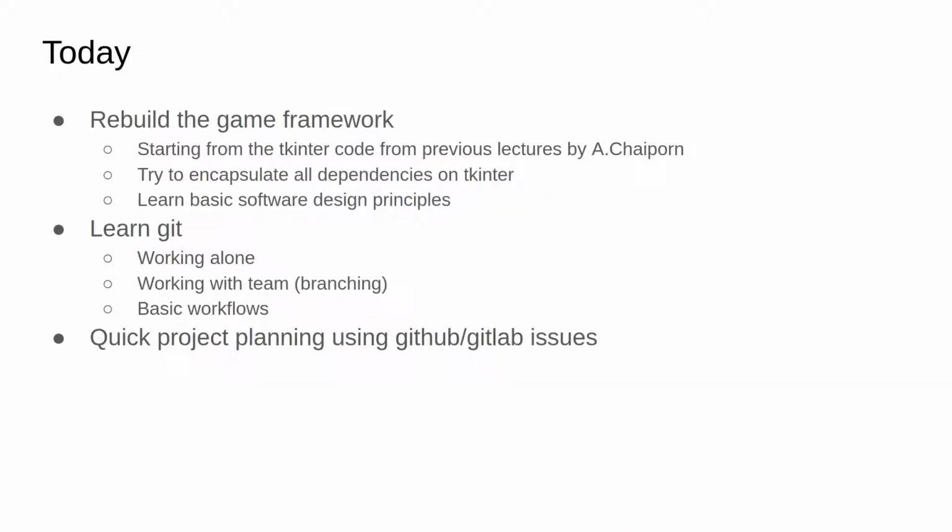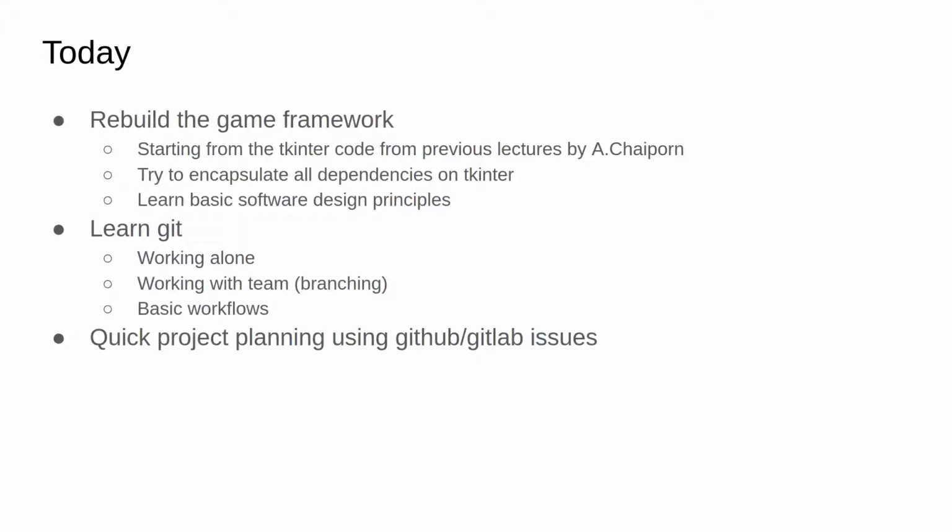Maybe. All right. So today we will basically try to rebuild the game framework, starting from the Tkinter code from previous lectures by Ajahn Chaiporn. We'll try to encapsulate all the dependency on Tkinter into some class, some modules, whatever. We'll do that because we will learn a few software design principles and some parts of OOP design, and then we also learn Git.